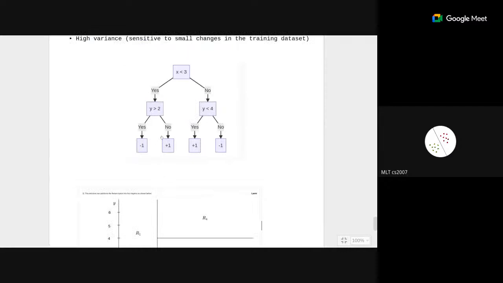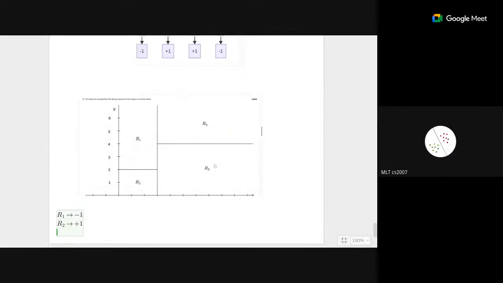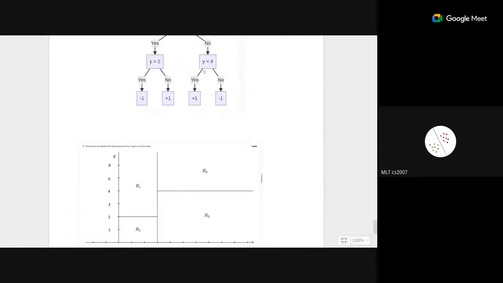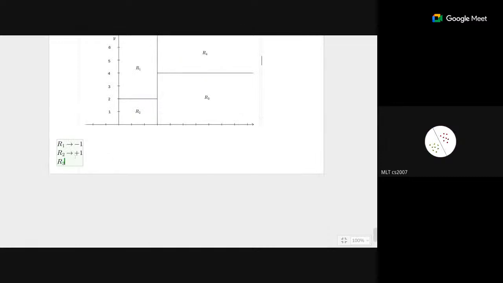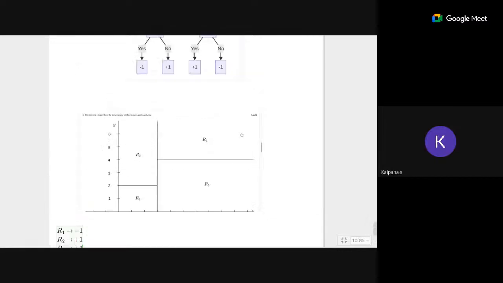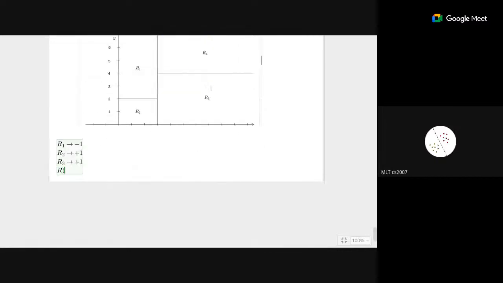Once you have finished this side of the branch, you go to the other branch. So this is x greater than or equal to 3. It could be either R3 or R4. Now since y less than 4 is R3, R3 is plus 1 and R4 is minus 1. Okay, so that is that question.